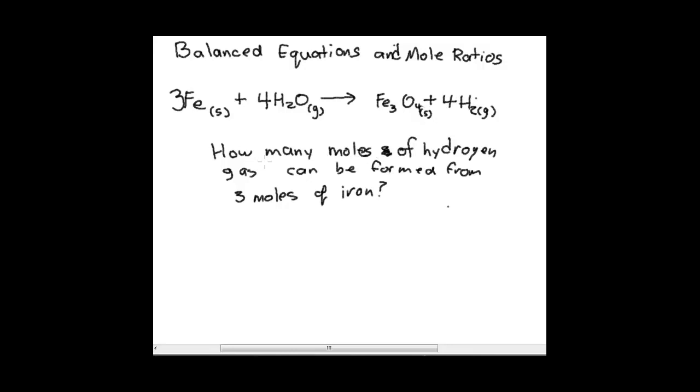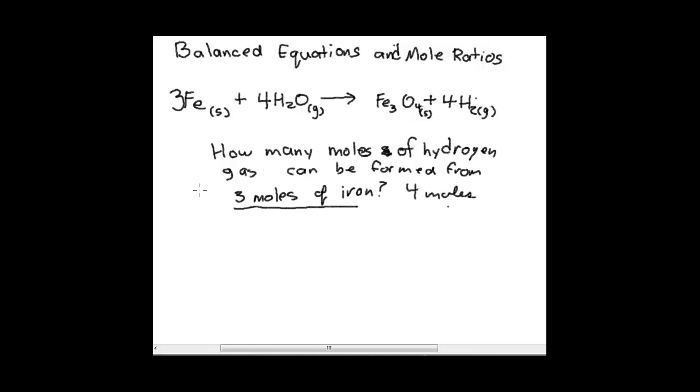Okay, so now our question is how many moles of hydrogen gas can be formed from 3 moles of iron? The reason it was so important to balance this equation is that these coefficients tell us something about moles. This tells us that 3 moles of iron react with 4 moles of water to form 1 mole of iron oxide and 4 moles of hydrogen gas. So if we have 3 moles of iron, that's going to make 4 moles of hydrogen gas. So 4 moles.